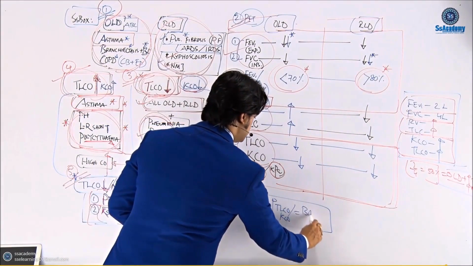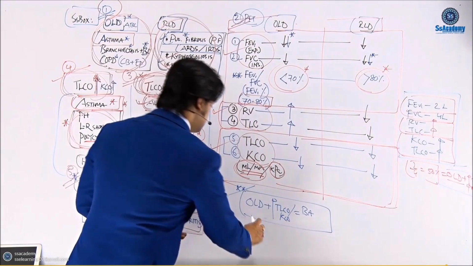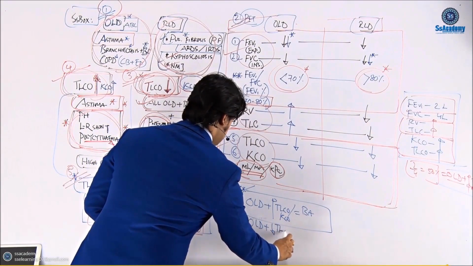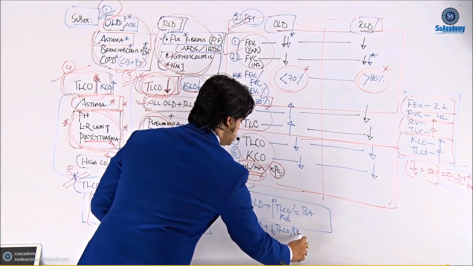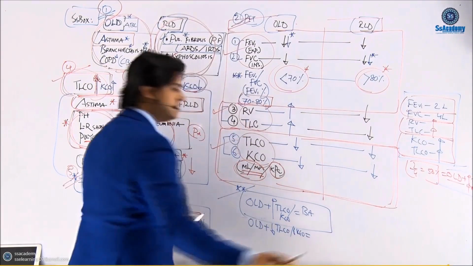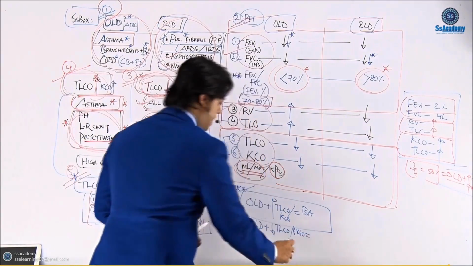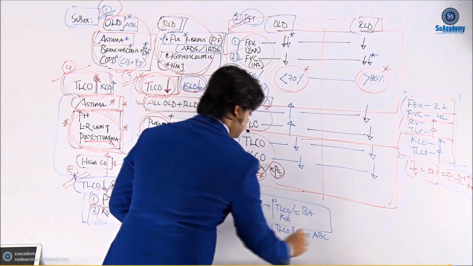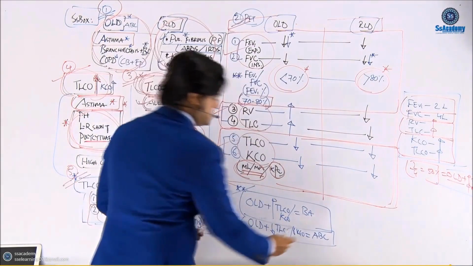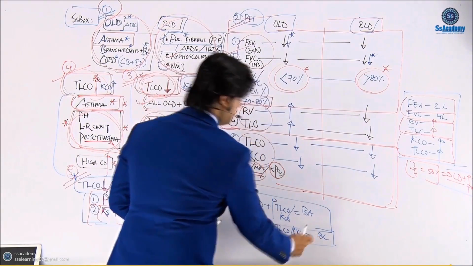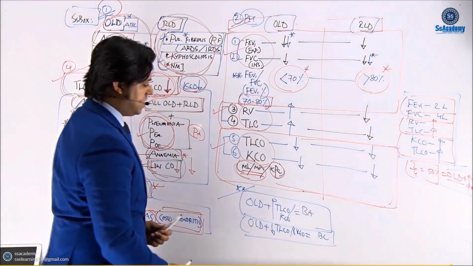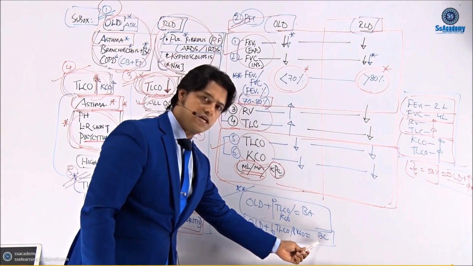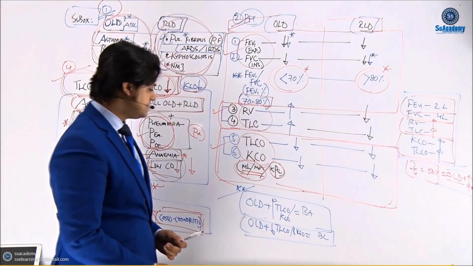That is bronchial asthma. Once again, if you write OLD plus reduced TLCO or reduced KCO, the other diseases, we can write, are ABC other than bronchial asthma. Just write it down: asthma, bronchiolitis obliterans, bronchiectasis, and C for COPD.